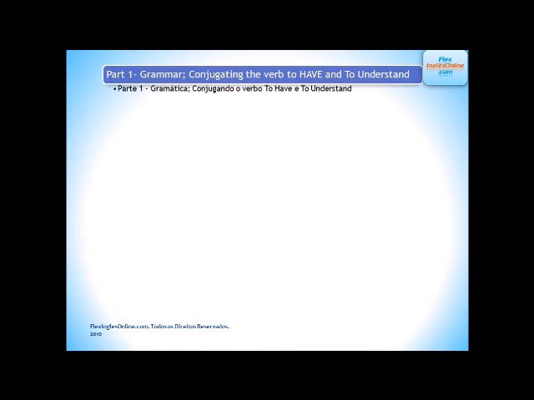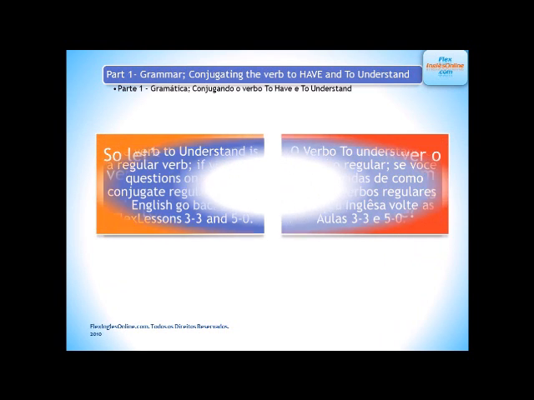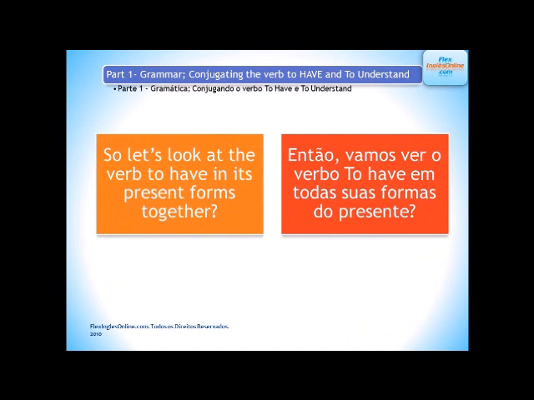Part 1. Grammar, conjugating the verb to have and to understand. The verb to understand is a regular verb. So if you have questions on how to conjugate regular verbs in English, go back to Flex Lessons 3-3 and 5-0. So, let's look at the verb to have in its present forms together.